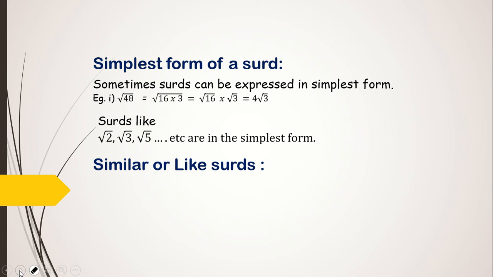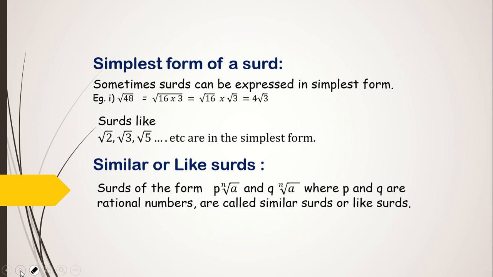Next, we will see what is meant by similar surds or like surds. We have learnt about like terms while adding and subtracting. While adding and subtracting, we can only add and subtract like terms. Similarly here, you can add or subtract only like surds. What do we mean by like surds or similar surds? Surds of the form p nth root of a and q nth root of a, where p and q are coefficients that are rational numbers, are called similar surds or like surds.